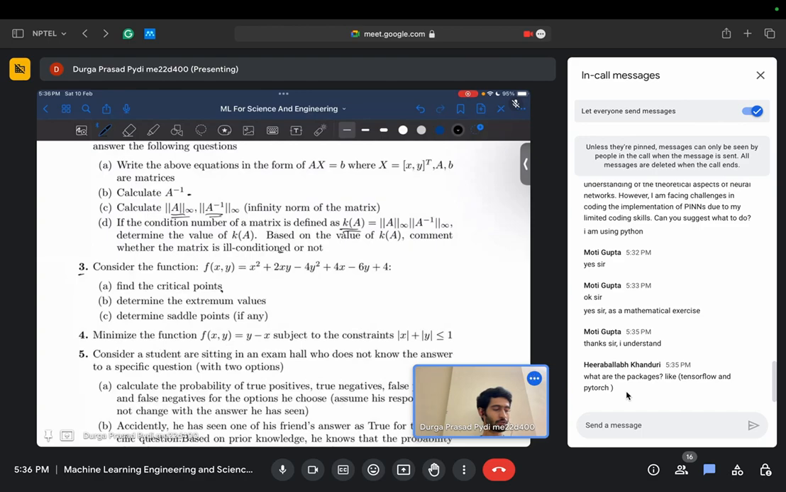This should be a fairly straightforward problem, so I hope you will be able to solve it. Maybe I'll wait for 5 minutes and then you can give me the answers. So it's just a function where I want to find critical points. So what are critical points?